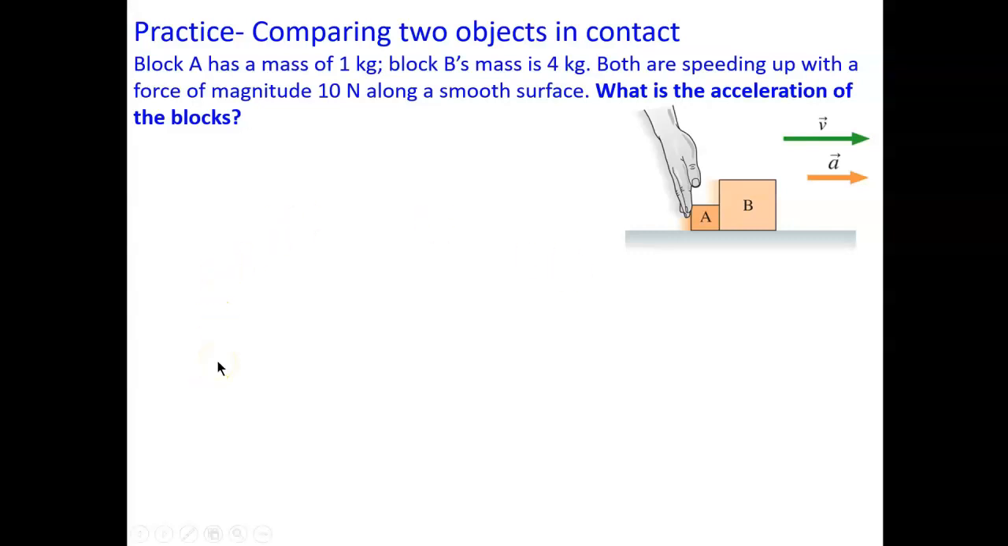So go ahead and take a second and think about the number of forces acting on block A and the number of forces that are acting on block B, and go ahead and create a free body diagram for both objects. So take that time to do a free body diagram right here.